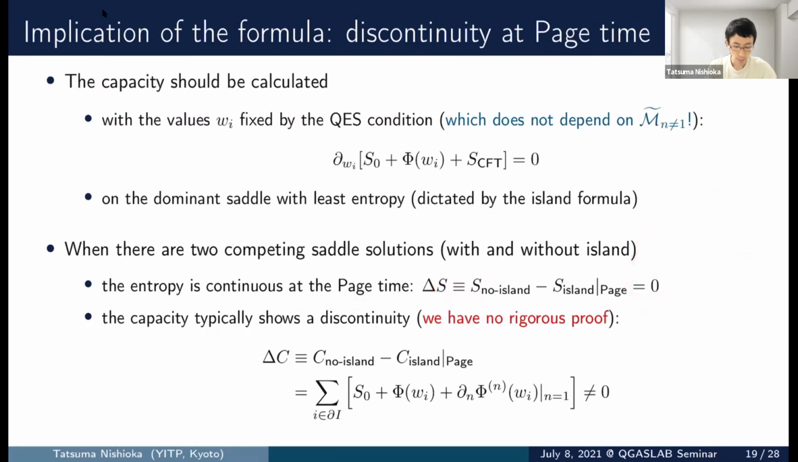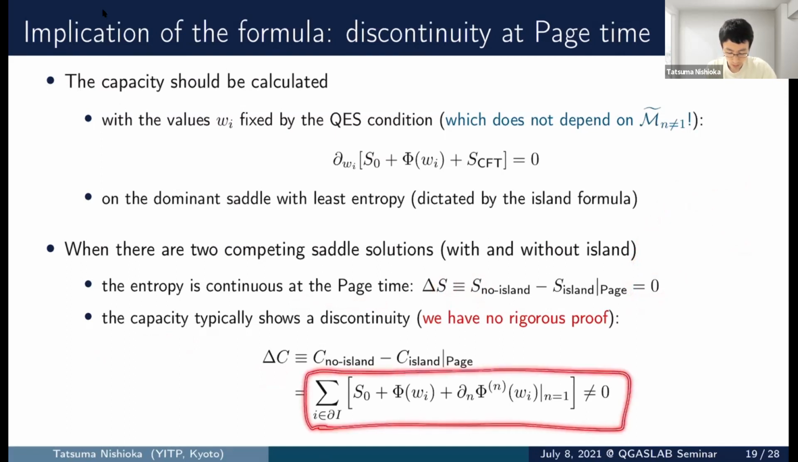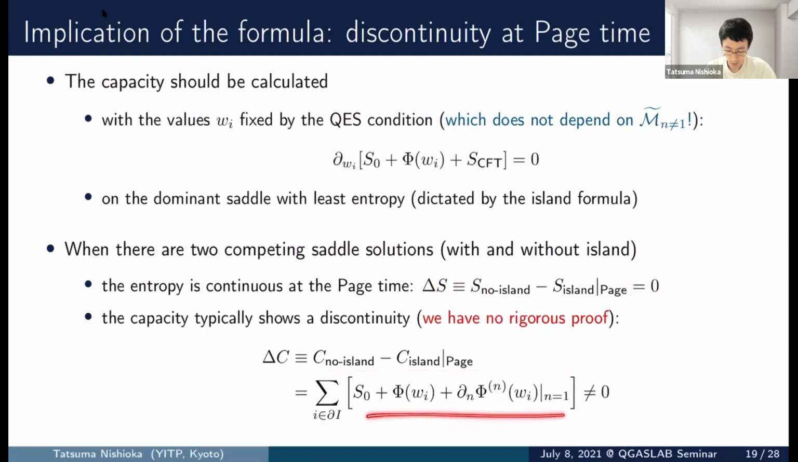On the other hand, the capacity does not necessarily vanish at the Page time. This is the difference of the capacity, and it is not necessarily zero at the Page time. There is no reason to expect that it vanishes. So typically we expect that the capacity shows some discontinuity. It jumps at the Page time. This is one implication from our formula.